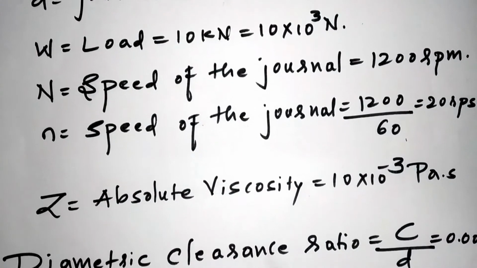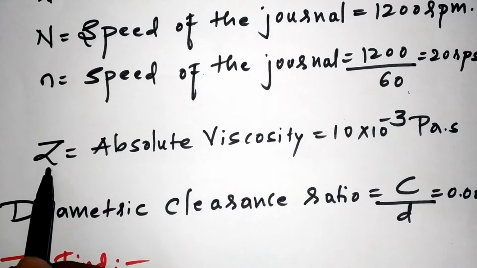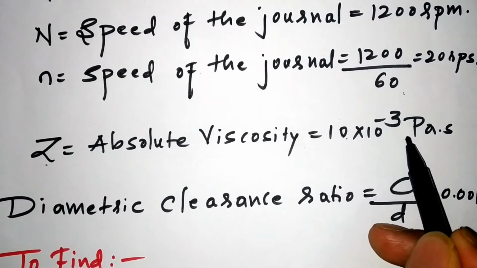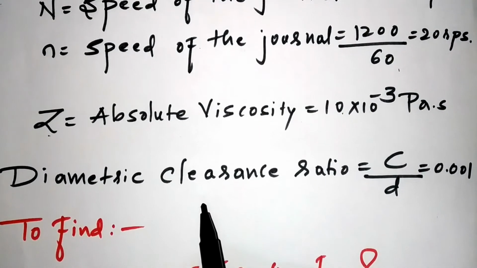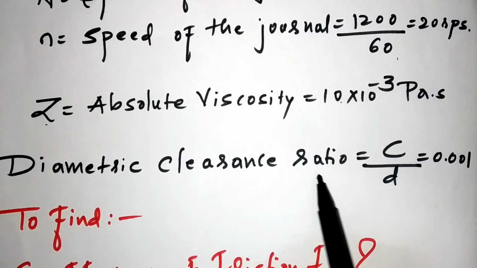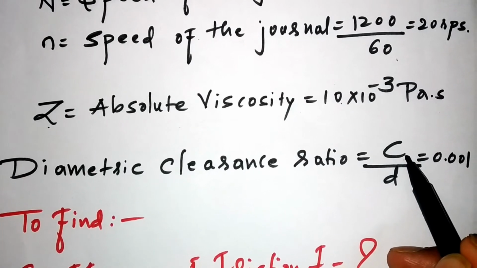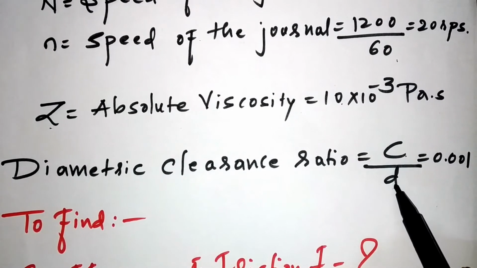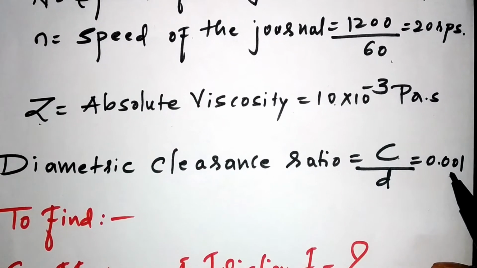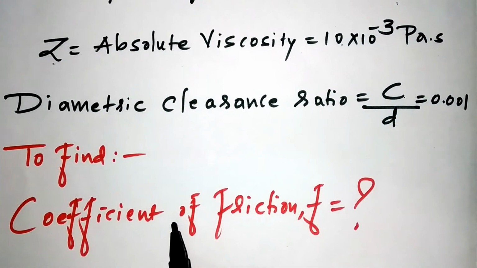And the next thing that is given is the absolute viscosity, and from your data handbook it is noted as Z, and that is to be taken as 10 into 10 to the power of minus 3 pascal second. And the next one given in the problem is the diametric clearance ratio. So it is nothing but the ratio of C by D. Capital C is the diametric clearance and this D is the diameter of the journal, and this ratio is given to be 0.001. So they asked to find out the coefficient of friction by two methods.